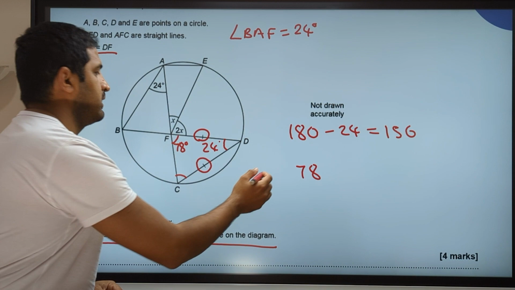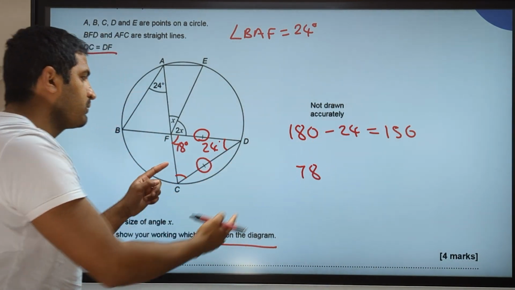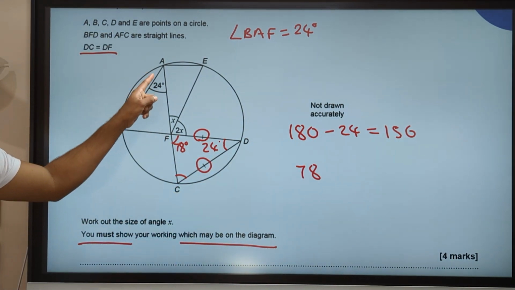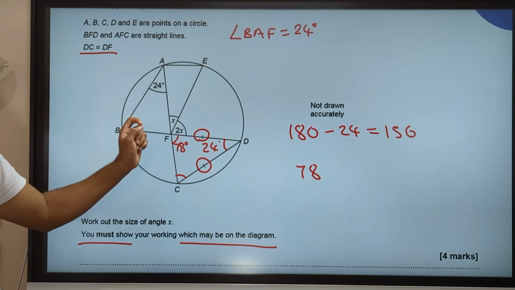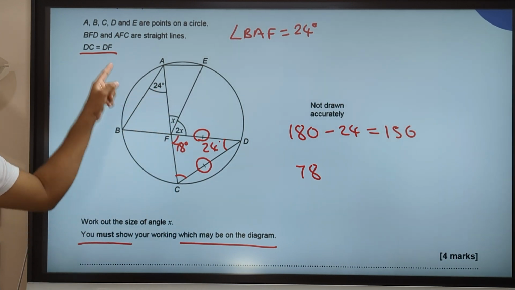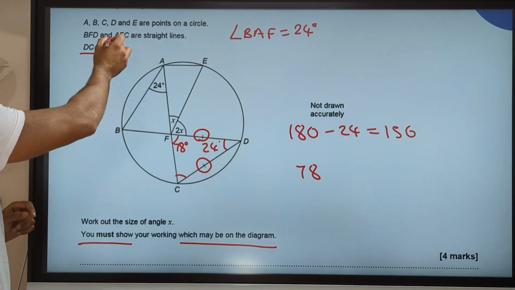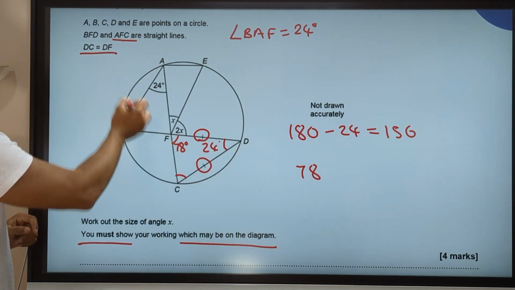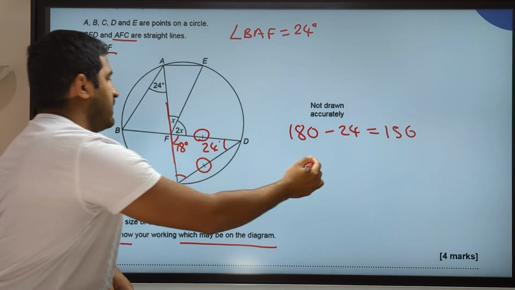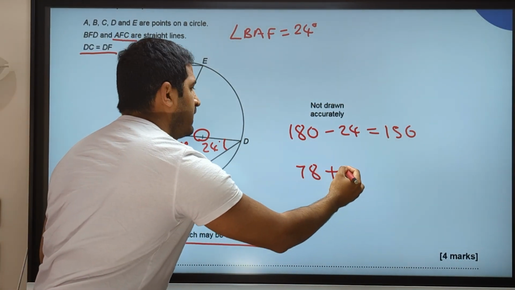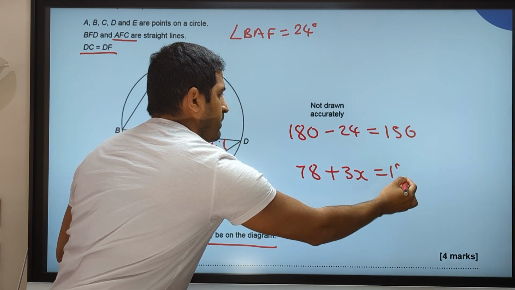If I write that down here, 78, and this is where it comes from, I know now that there is a straight line here. 78 plus 2x plus x gives me 180 degrees. And that's been given to you in the question here. AFC is a straight line. This line here is a straight line. So I'm saying 78 plus 3x is equal to 180.